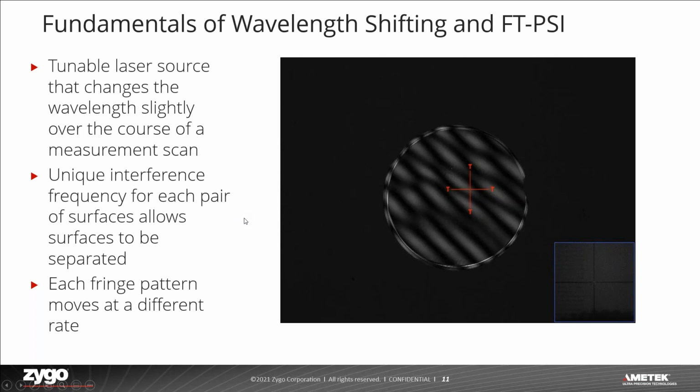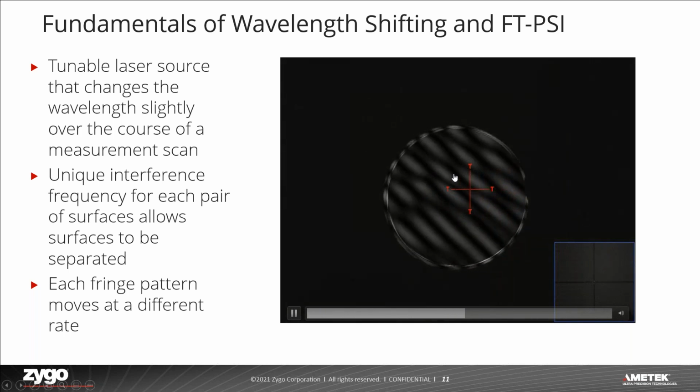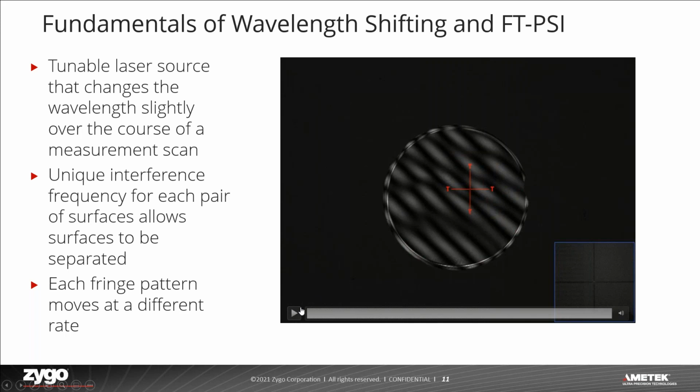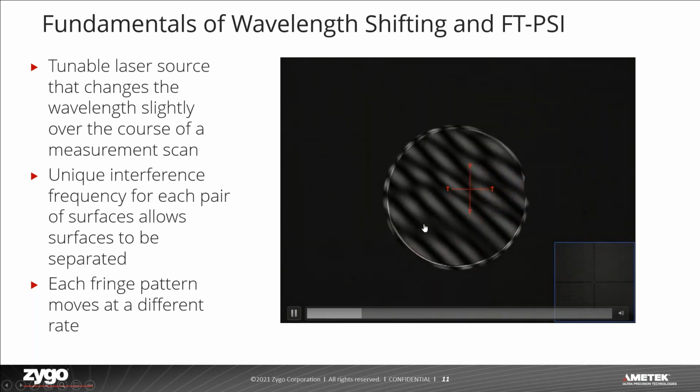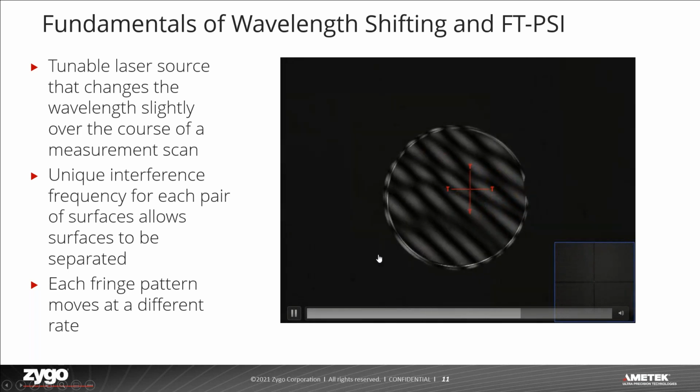It's a little hard to see, but check with the video here. These fringe patterns from the front of the optic to the front surface of the part with the reference optic move quickly. Whereas, we'll see it again, this pattern here moves more slowly. That's the internal cavity.